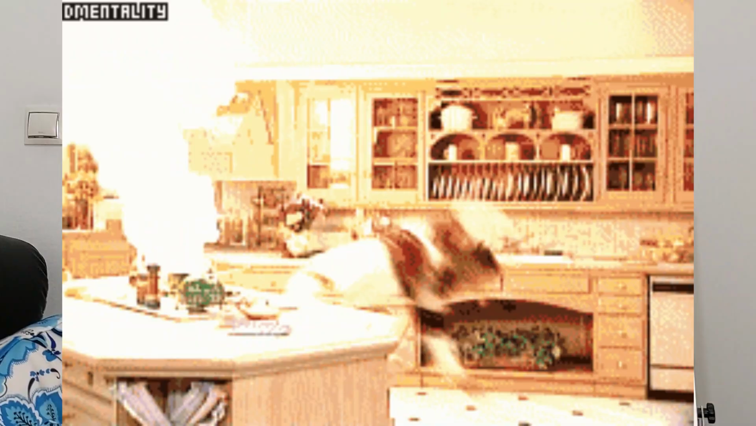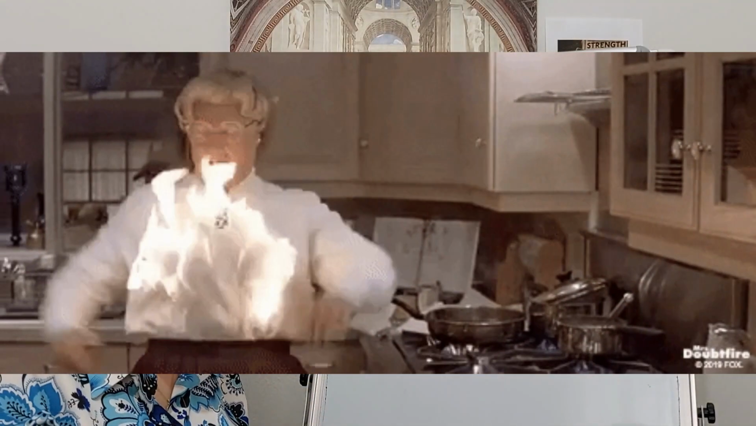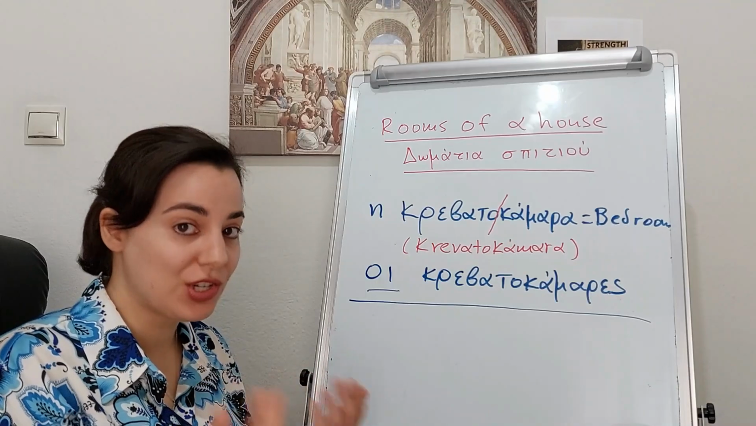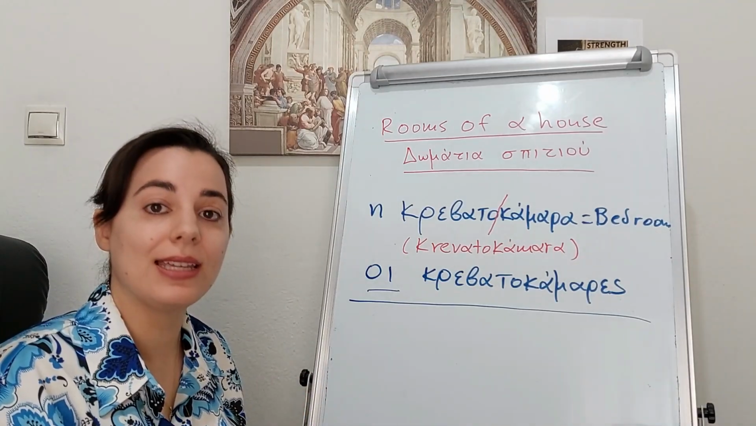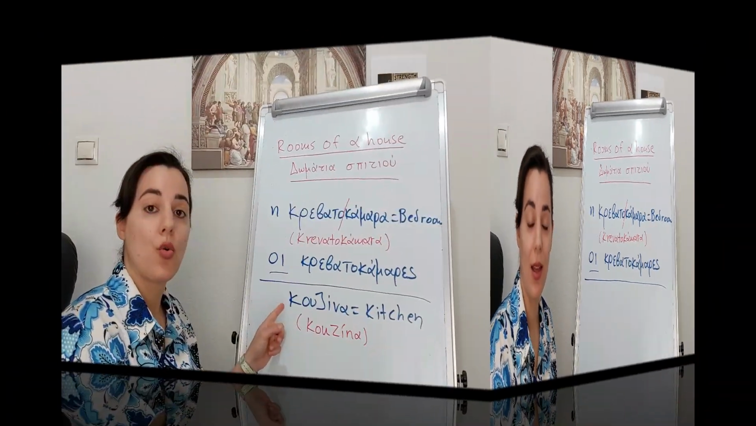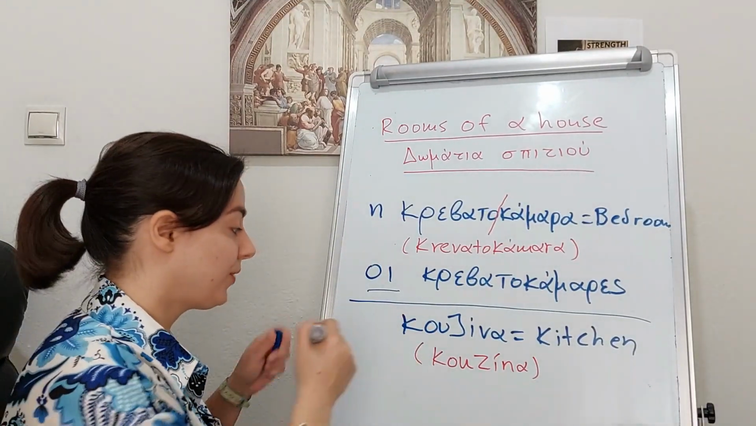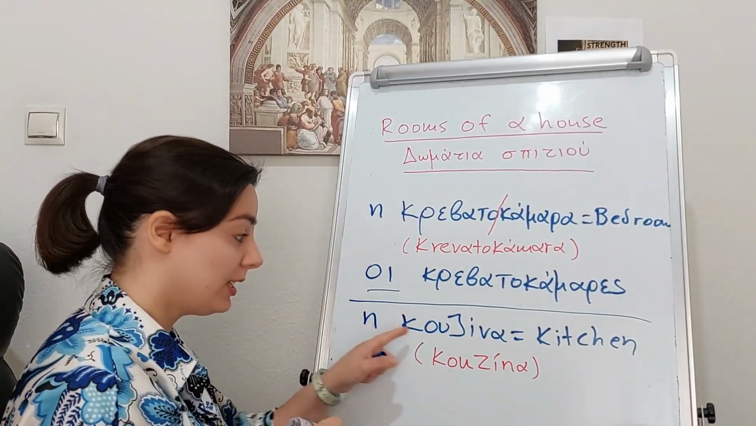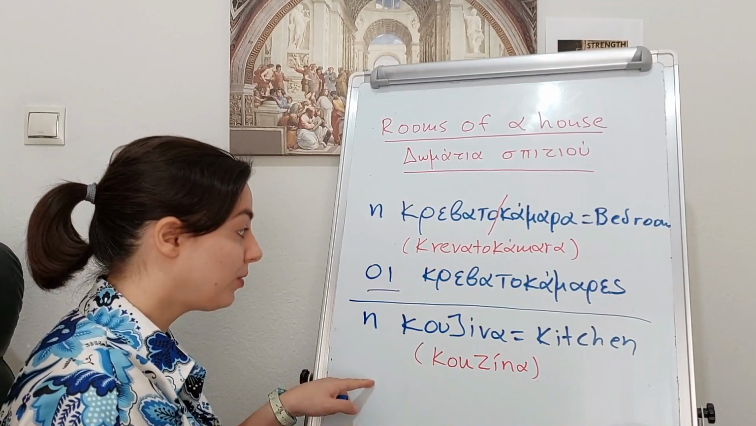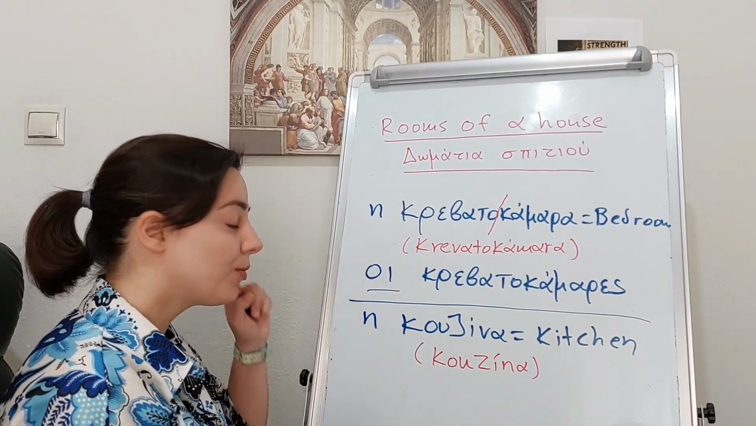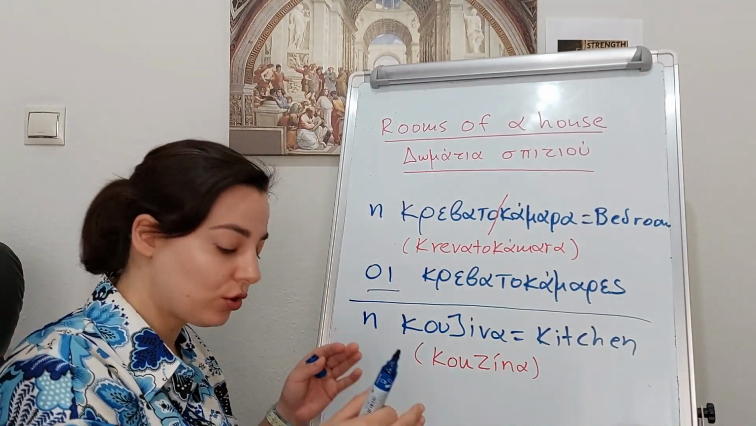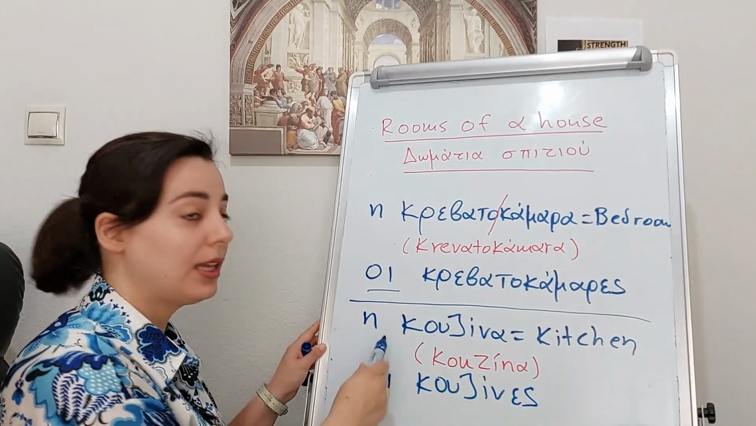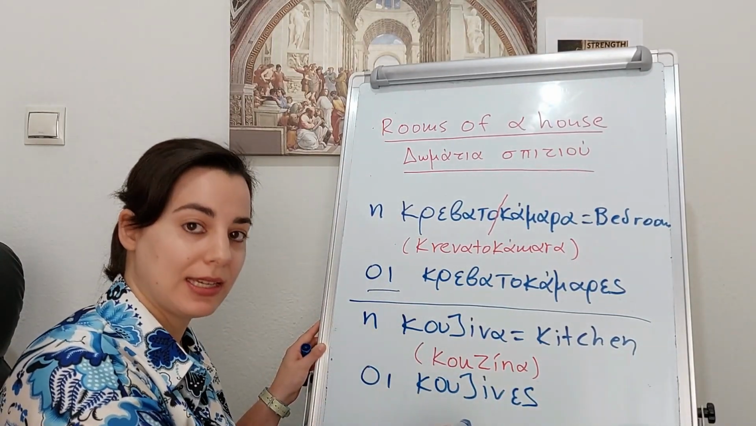If you cook well and you don't order food every time, you're going to need a kitchen. Kitchen in Greek is kouzina. Again, we use the feminine article, I kouzina. And in plural, as here, we use the omicron iota. I kouzines. I kouzina, I kouzines.